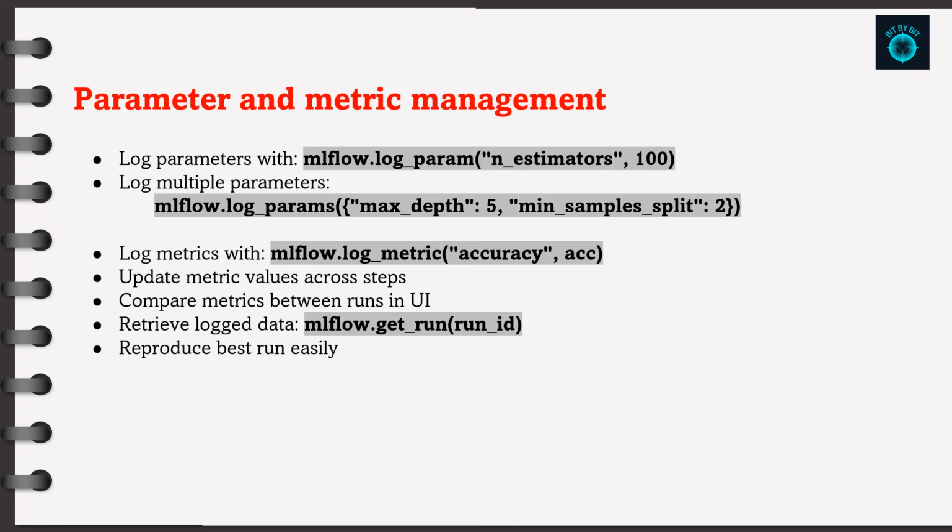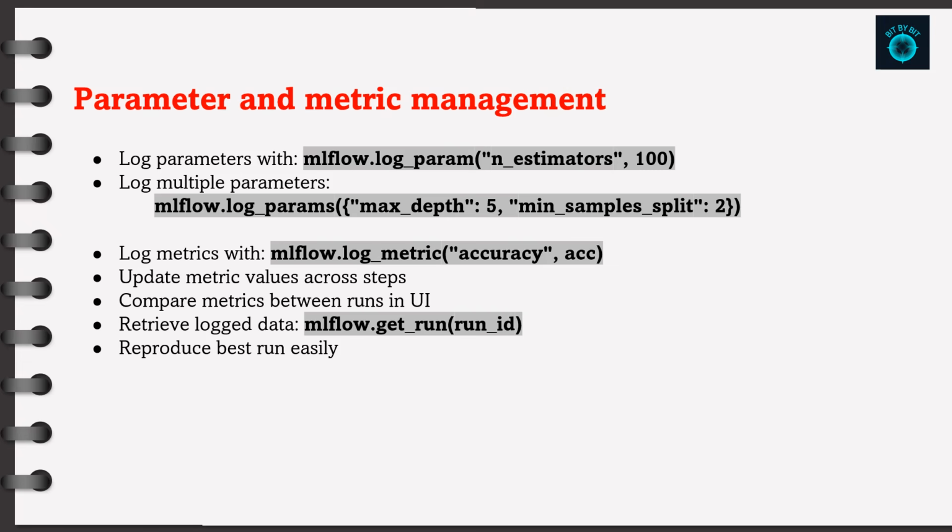If you want to log multiple parameters at once, use mlflow.log_params. Metrics, on the other hand, are numeric results that measure performance, like accuracy, loss, or F1 score. To log a metric, use mlflow.log_metric. You can log updated metric values during training, and MLflow will plot how they change across epochs or steps.